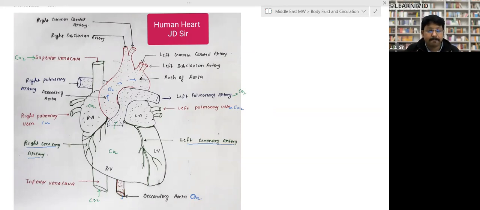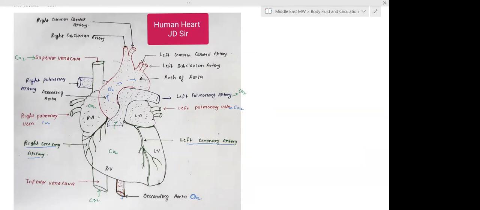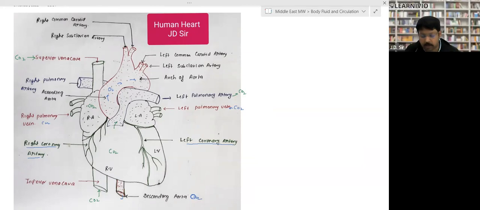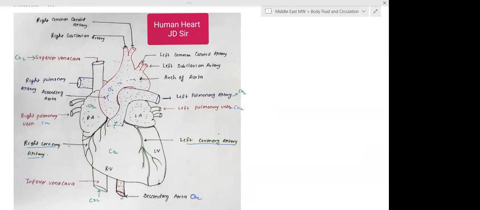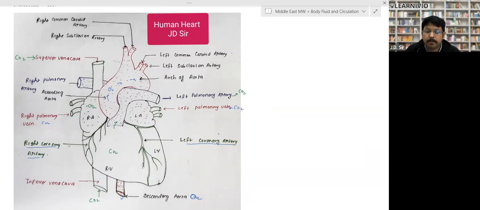Is it clear? So now put the heading: human heart. Start writing now. It is located in between the human lungs in the thoracic cavity. Full stop. Next point.